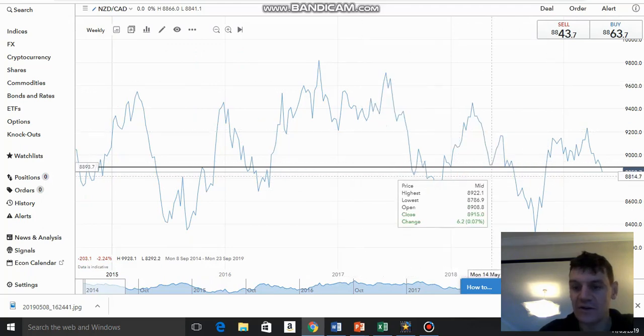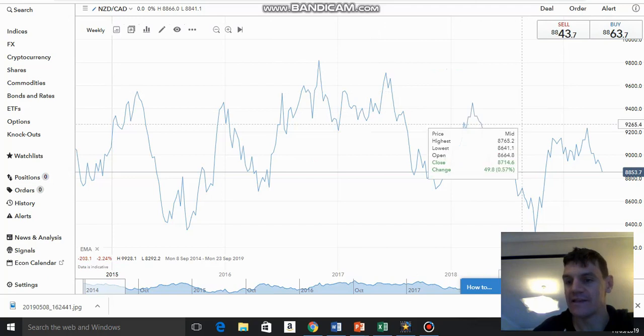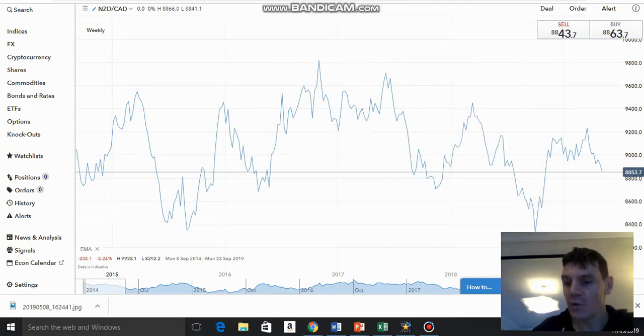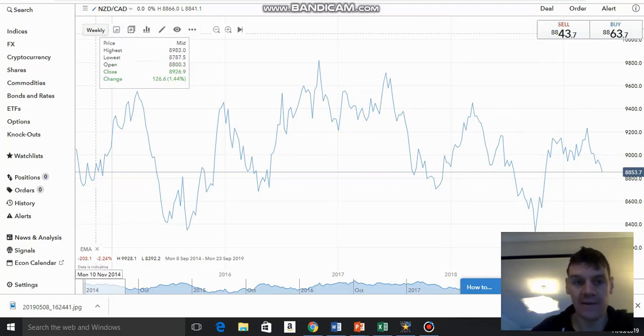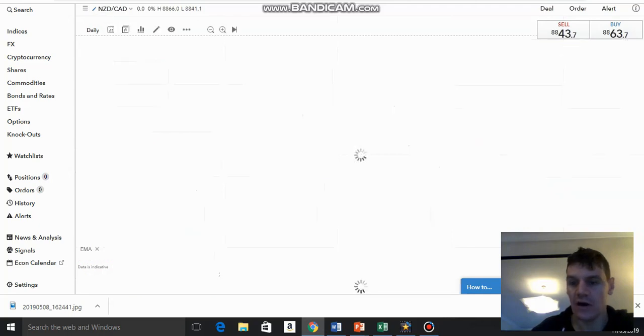Now that brings us on to step number 4, which is to identify the trend. So we can see here on the New Zealand dollar Canadian dollar that it is in a downtrend because of these lower highs and these lower lows. So we know that we're going to want to try and trade the pair down. Okay, so next step is to move over to your preferred time frame. Now for me that's the daily, and I changed that over just here on IG.